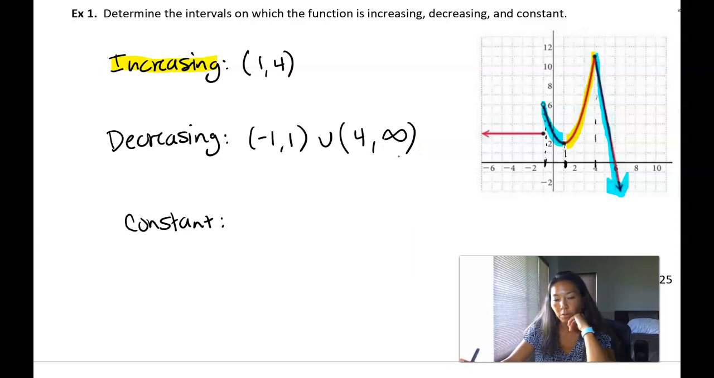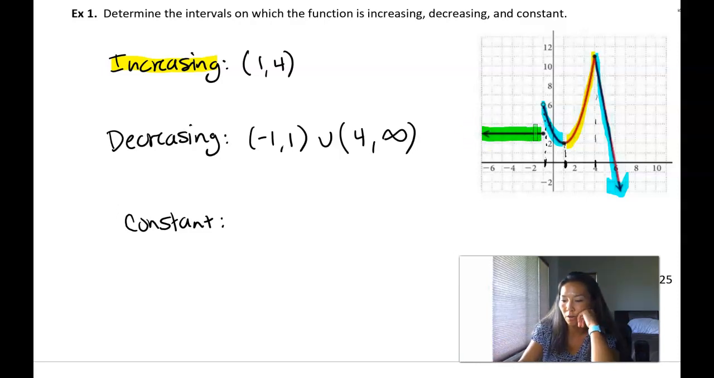Okay. Reminder, you can pause and ask questions or rewatch it to make sure that you're understanding. Okay. The last one is, where is it constant? It's only on that interval on the left side, and it looks like it goes to negative infinity. It's going to keep going that way.